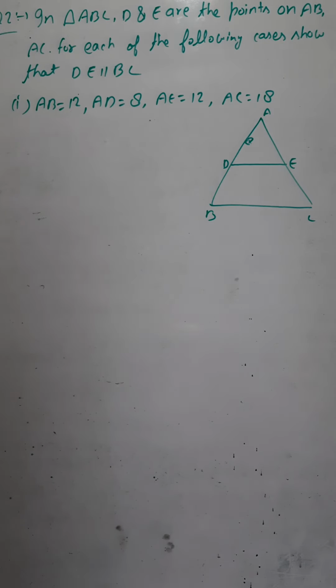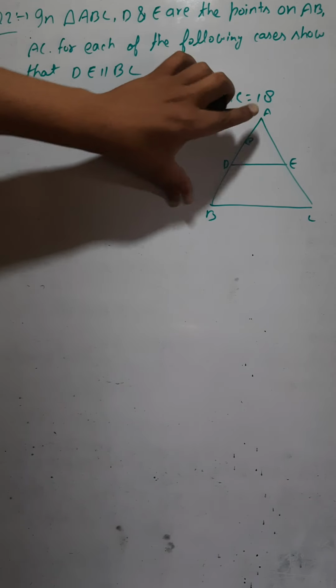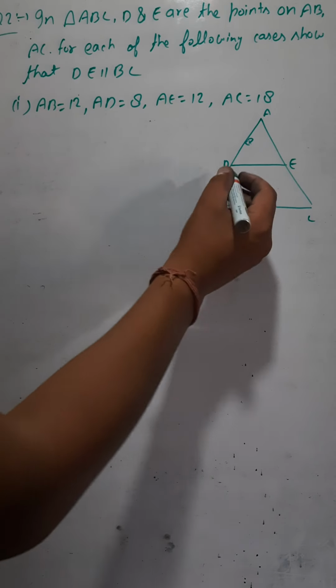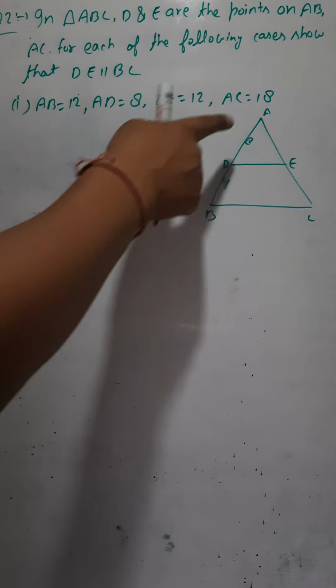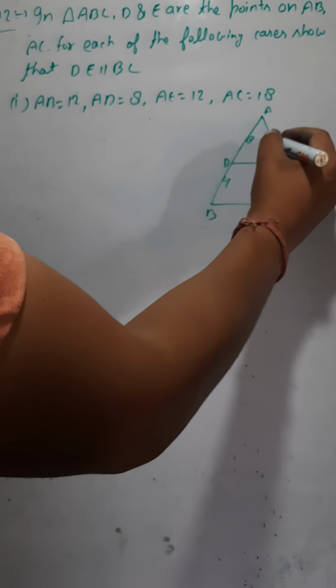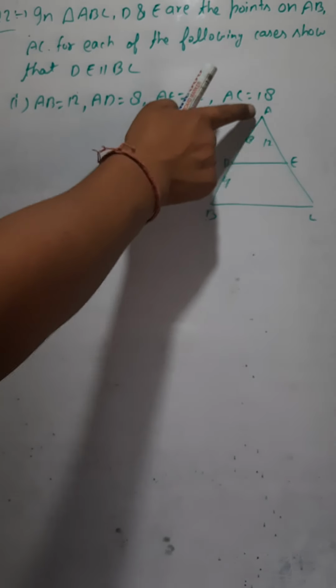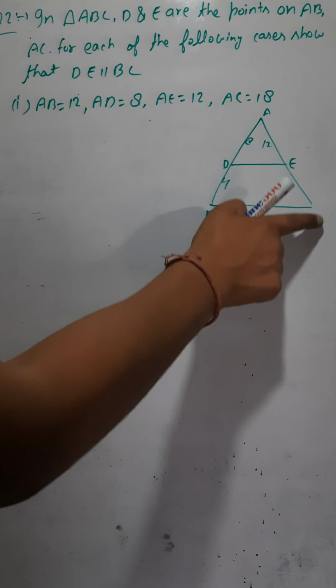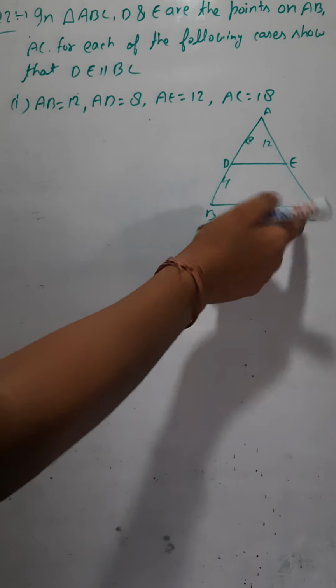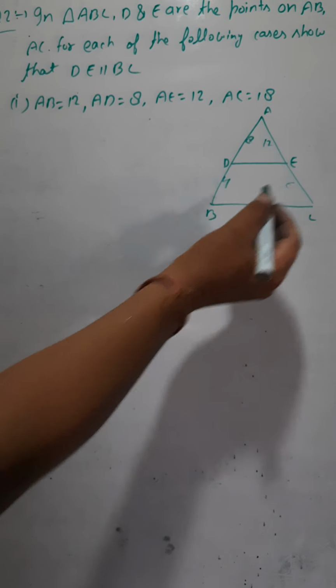Now, if AD is 8 and this complete is 12, how much would this be? 4? Yes, 12 minus 8 is 4. Similarly, AE has been given as 12, and this complete AC has been given as 18. So if this complete is 18 and this much is 12, how much would this be? 18 minus 12 would be 6.